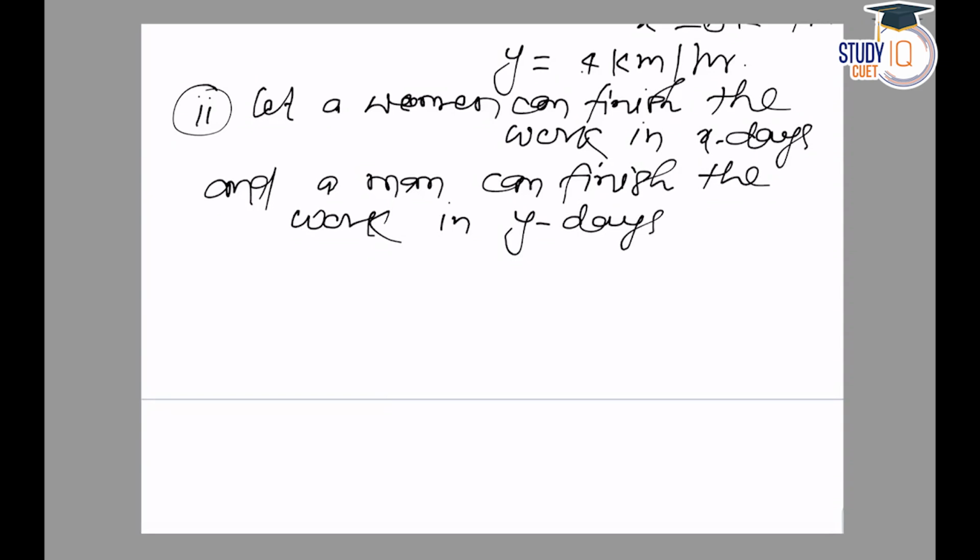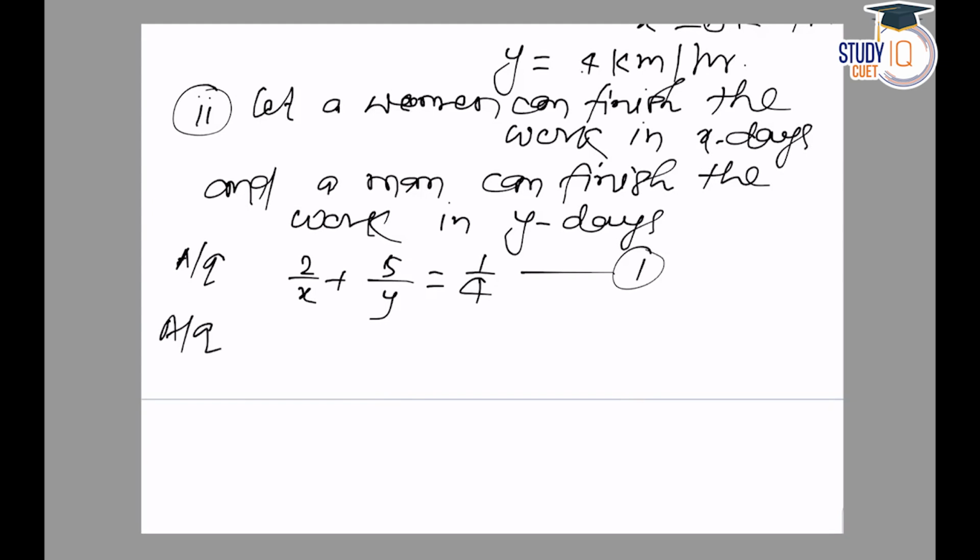So, if a woman can finish the work in x days, so in 1 day, 1 by x part of the work will be done. And similarly, for a man, in 1 day, 1 by yth part of the work will be done. So, according to first situation, we can say that 2 by x plus 5 by y equals to 1 by 4. That is equation 1. And according to second situation, 3 by x plus 6 by y equals to 1 by 3. That is equation 2.